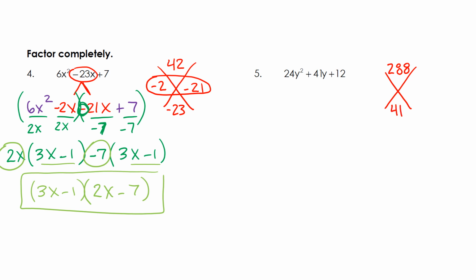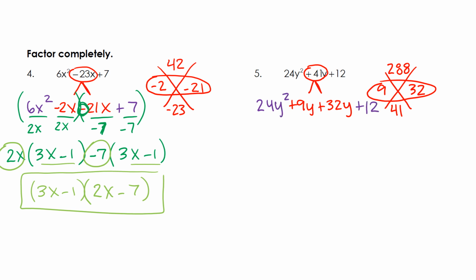Now, the way you should be doing this is 288 divided by 1. Does it work? Yes or no? Divided by 2, does it work? Yes or no? Divide by 3, yes or no? 4, yes or no? 5, yes or no? When you do that, you eventually get to 9 and 32, which multiplies to be 288, adds up to be 41. So that's what we're going to use to split up 41. So a positive 9y and a positive 32y. And then again, bring down 24y squared and bring down plus 12.